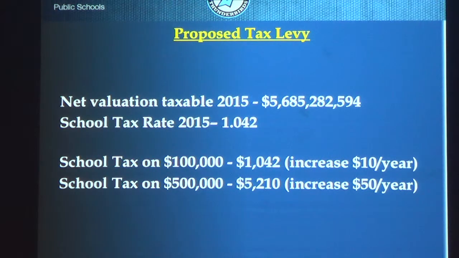Good news on the first line there is that the net valuation taxable for Mahwah actually went up by about $50 million this year. So I think things probably have stabilized. The school tax rate for 2015, if we approve this budget tonight, would be 1.042. And the math is pretty simple: the school tax on $100,000 of assessed value of your house would increase by $10, and we put it into the $500,000 mark. And questions?